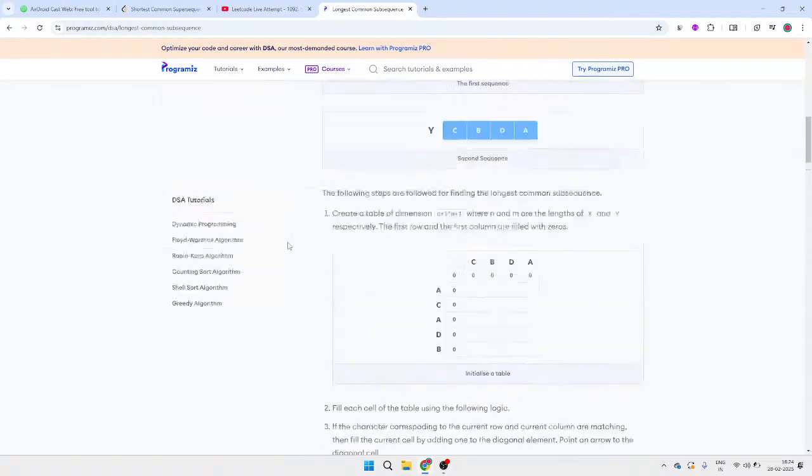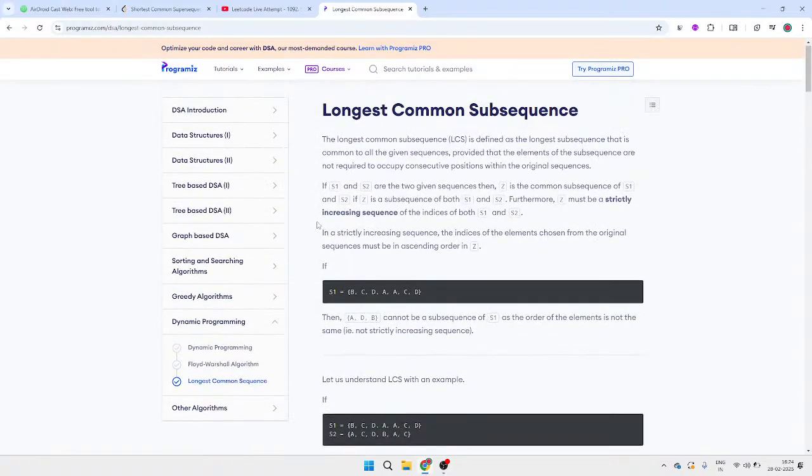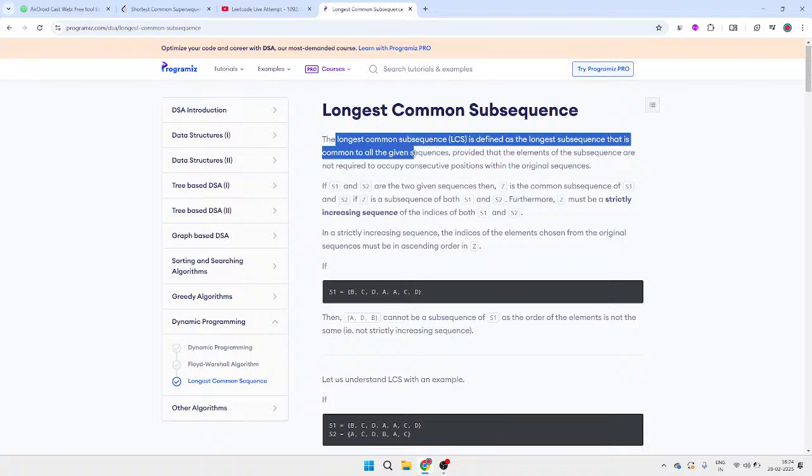This looks good. Let me read it. So guys, this is a very informative session for all of us. The longest common subsequence, LCS, is defined as the longest subsequence that is common to all the given sequences.